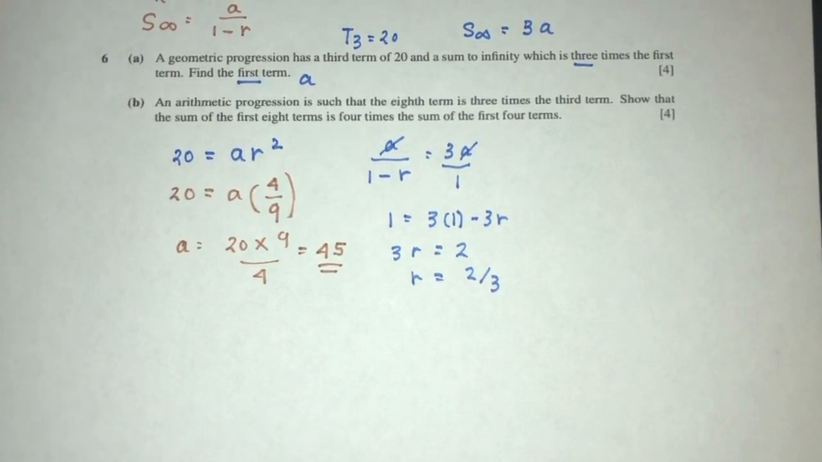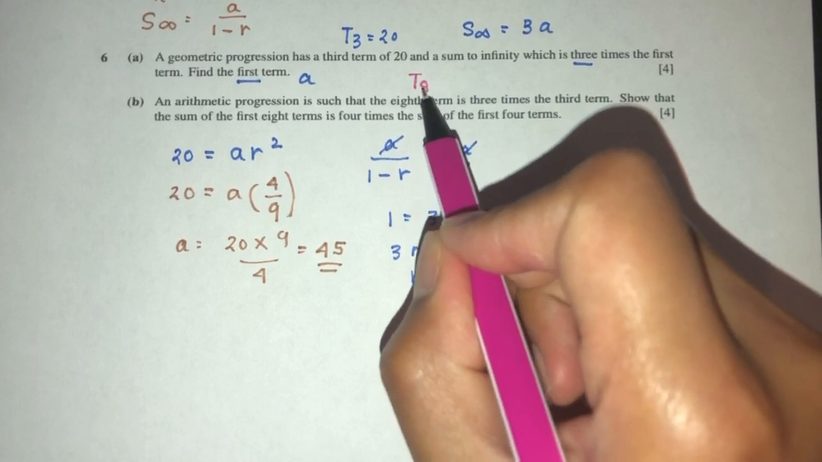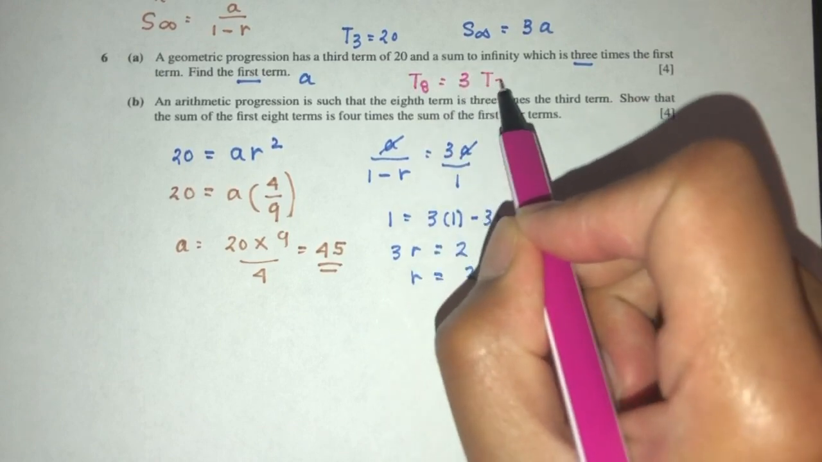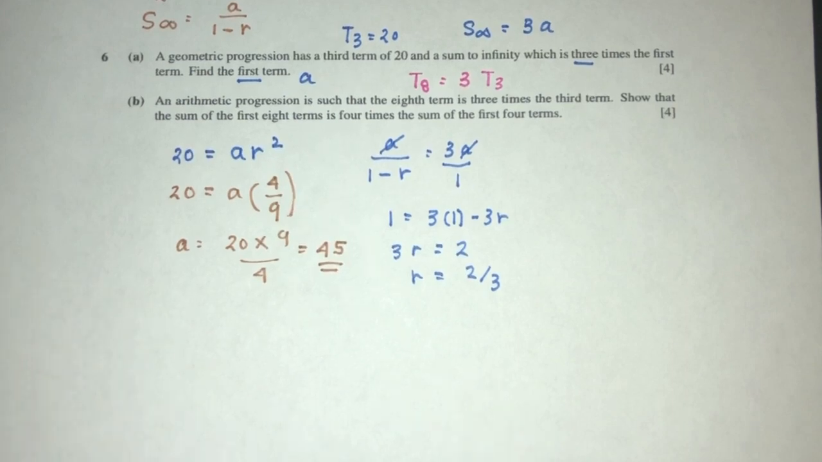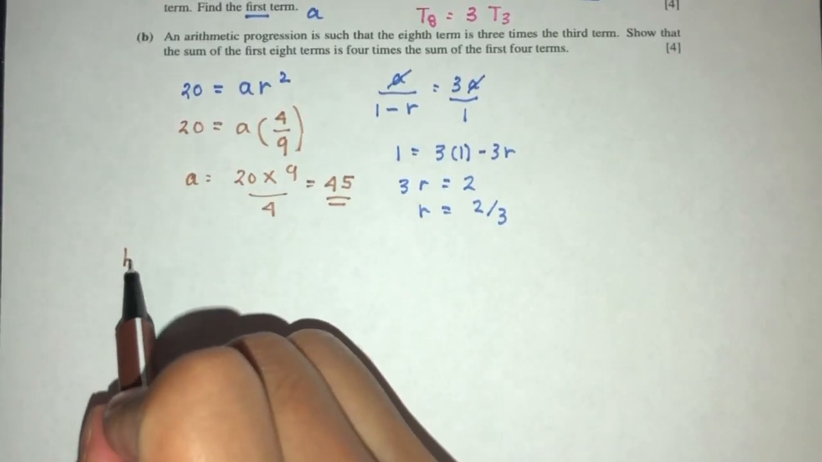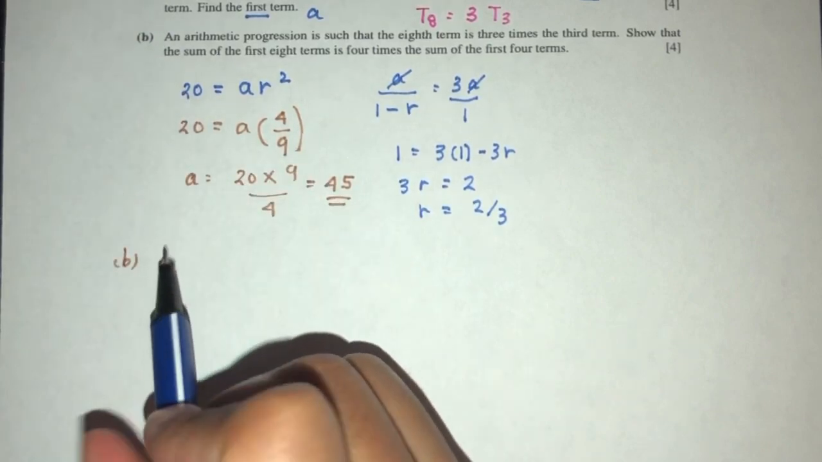Now for b, an AP is such that the 8th term, t of 8, is 3 times the third term. Show that the sum of the first 8 terms is 4 times the sum of the first 4 terms. Okay, so let's show that. So let's do one by one. From part B, we do realize it is an AP given to you. Let's first write down all the equations we know.